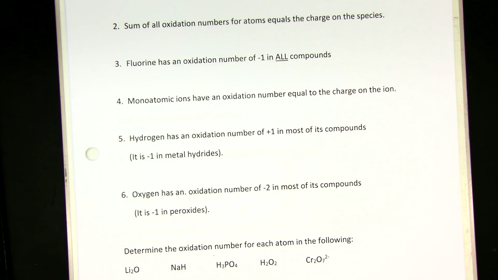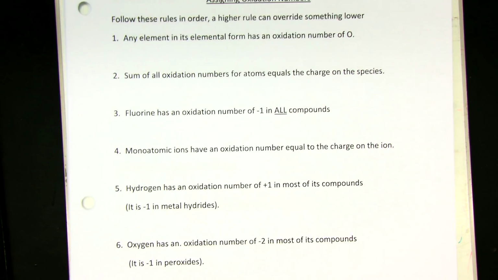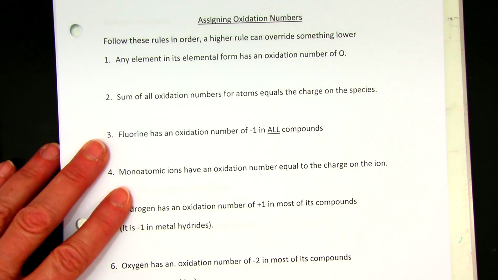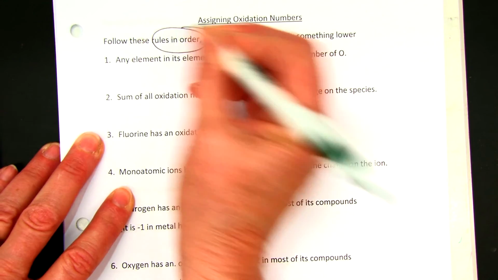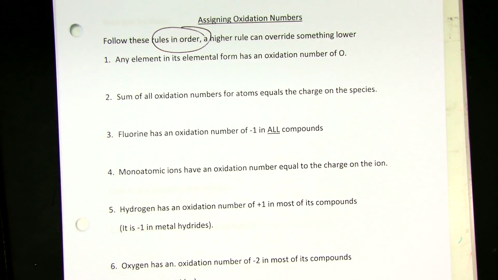So when we're assigning oxidation numbers, we have to follow these rules, and we have to follow them in order because a higher rule can override a lower rule. So as we look at this, any element in its natural state has an oxidation number of 0. The sum of all oxidation numbers has to equal the charge on the species. If it's a neutral compound, it's 0. If it's an ion we're talking about, it's the charge on the ion.